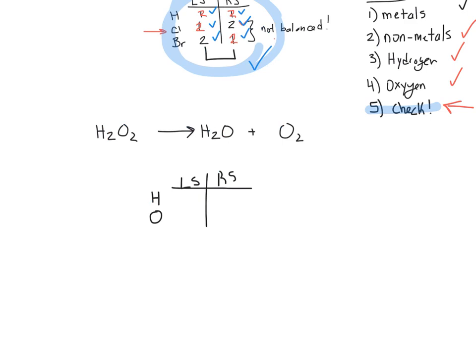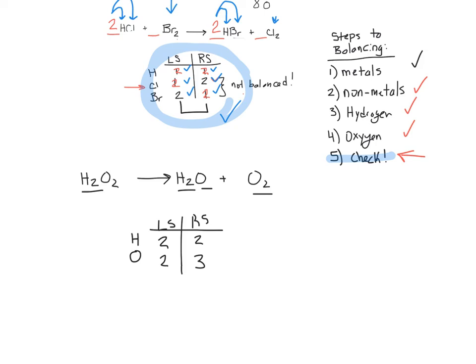Okay, so I've written out another example, and first thing, we need to tally up how many atoms we have. On the left side, we have 2 hydrogen, and we have 2 oxygen. On the right-hand side, we have 2 hydrogen, and we have 3 oxygen. So right off the bat, we know that oxygen is not balanced. If we check our steps, we don't have any metals, we don't have any nonmetals, all we have is hydrogen and oxygen.